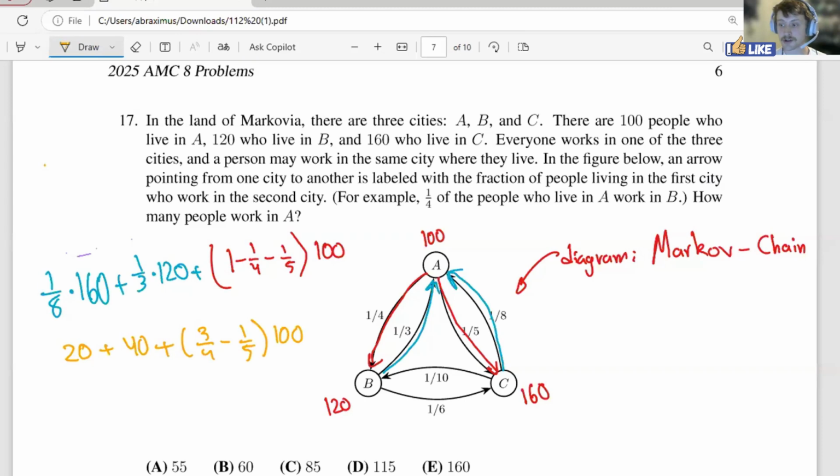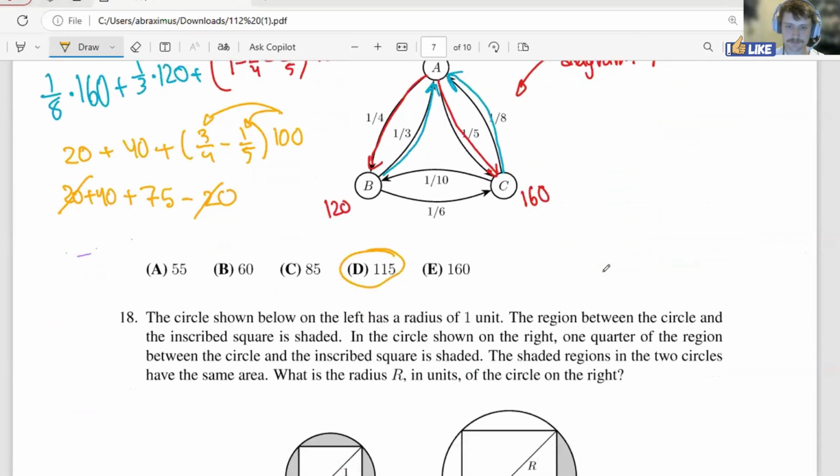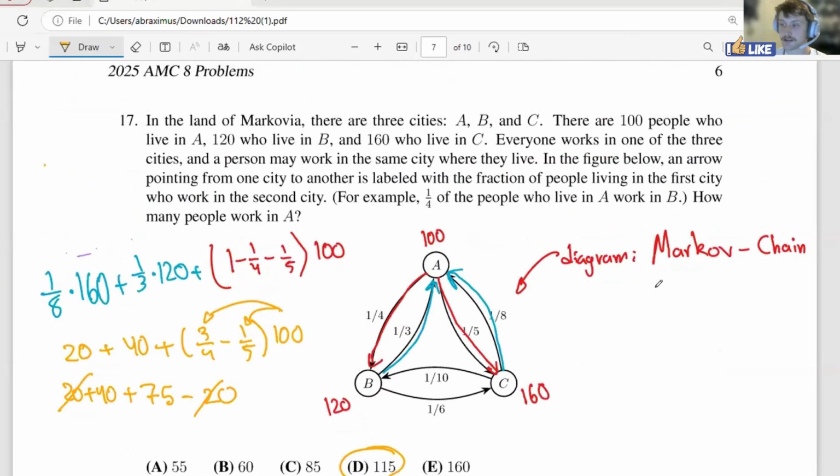There's a couple different ways that you can do this. You can either combine the fractions and then figure it out, or you can distribute the 100. I'm going to distribute the 100 because it's easier for me to work with whole numbers than fractions. So we have 20 plus 40 plus 75 minus 20. So this cancels with this. 40 plus 75 is 115. 115 people work in A. All right. So any questions about this one before I move on?